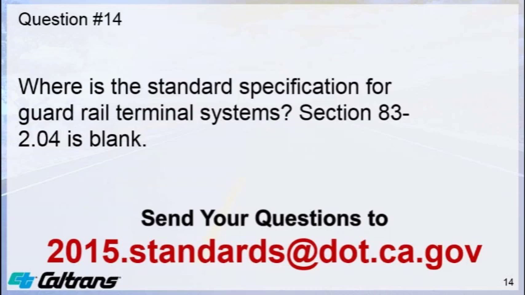Question 14. Where is the standard specification for guardrail terminal systems? Section 83-2.04 is blank. It is currently reserved in the standards, which means there's possibly a special provision that would be put in the project for the guardrail terminal systems. So if you see a reserved section, typically there's a special provision that needs to be edited for a project.